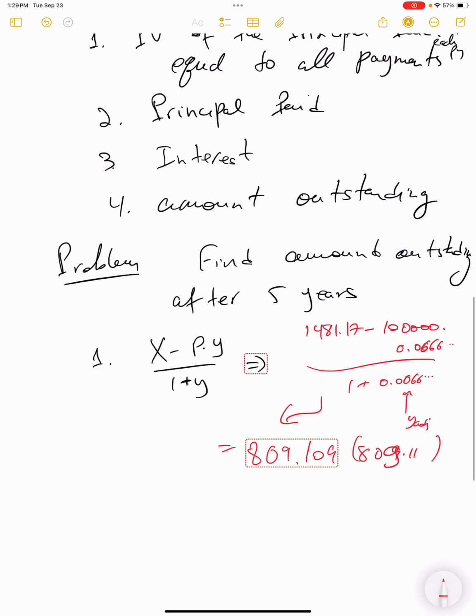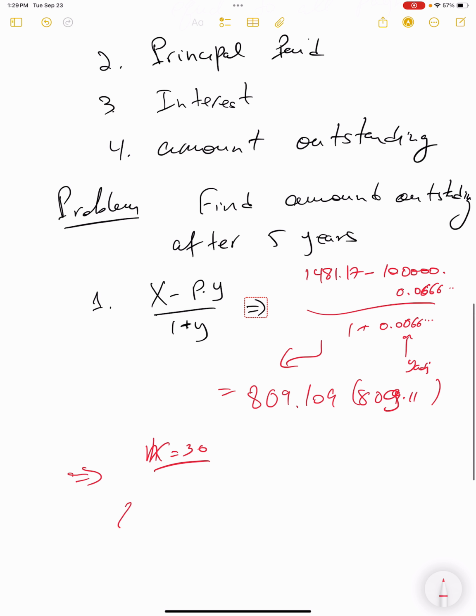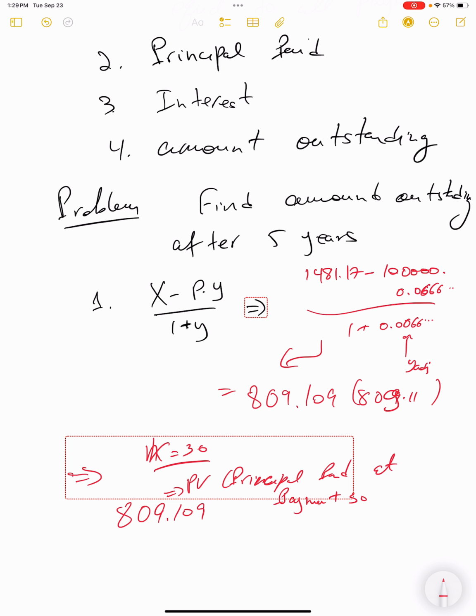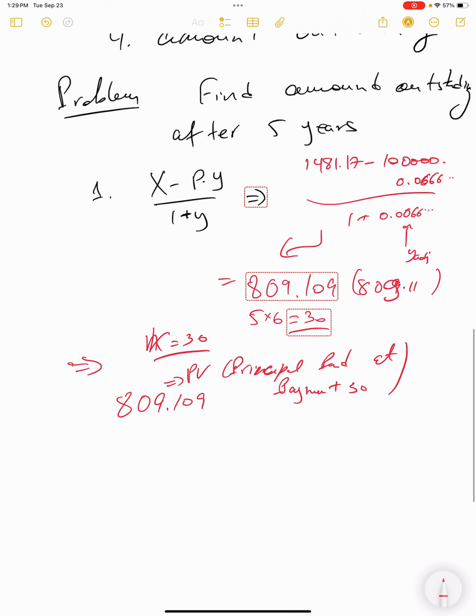So, for example, let's say k equals 30, right? So you will get here 809,109. So this is going to be your present value of the principal paid at payment 30. Why payment 30? Payment 30 because you have 5 years times 6 payments, each year 30 payments. Okay? So you know this, now you want to actually take it forward.